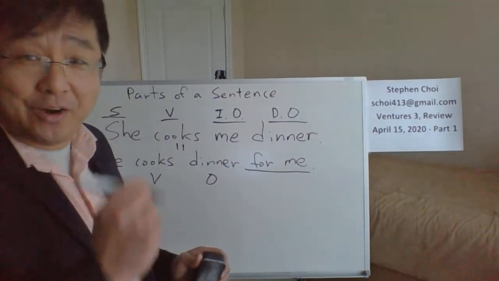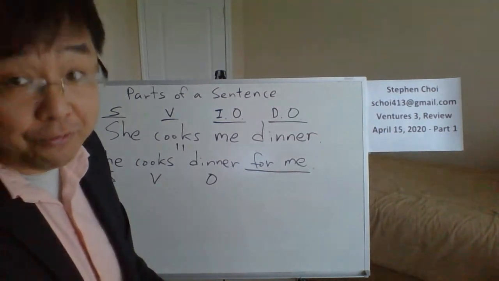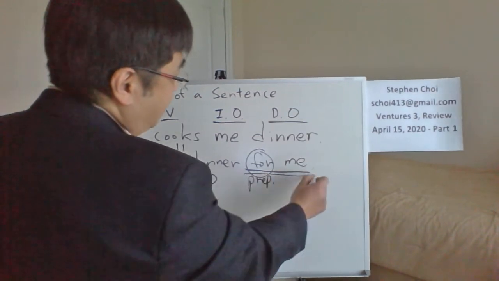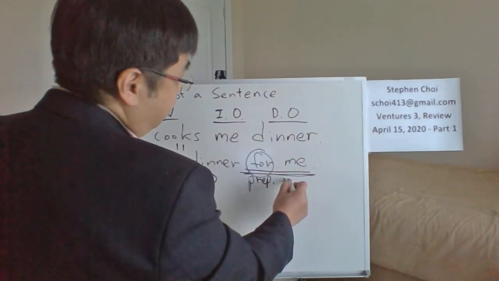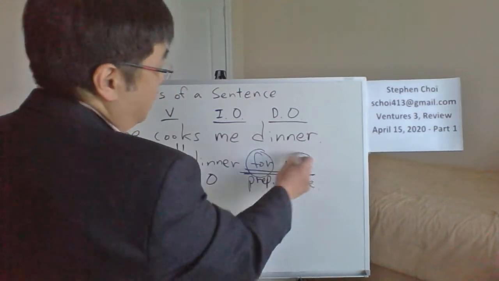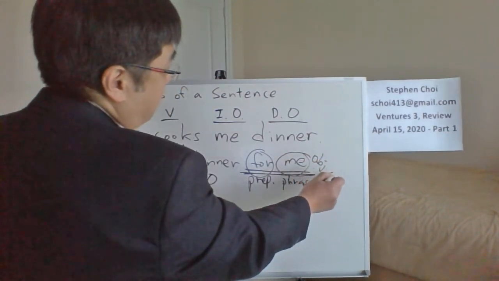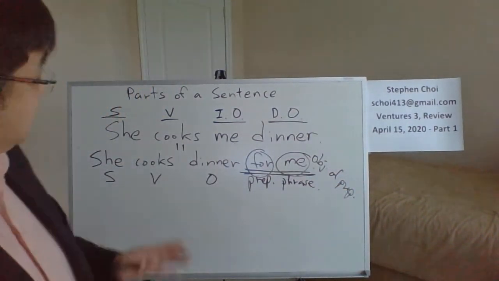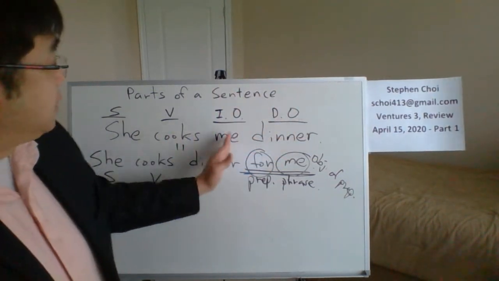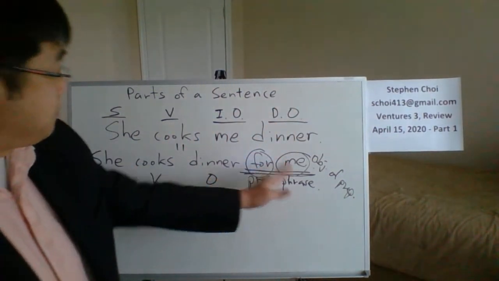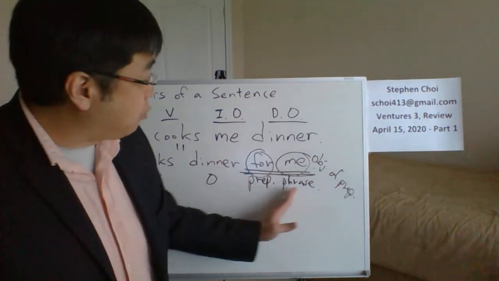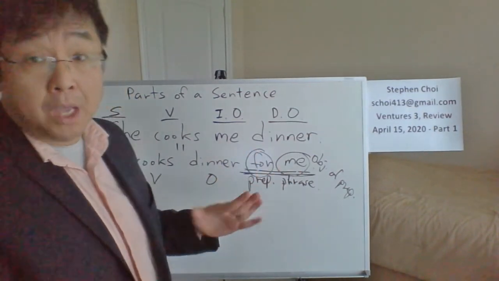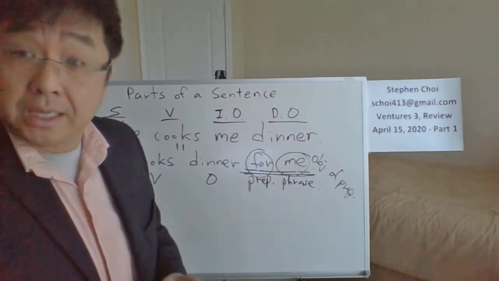All right. Some of you learned it already. That's another prepositional phrase, right? For is the preposition, and together the whole thing is the prepositional phrase. And me is the object of preposition. So that's it. She cooks me dinner: subject, verb, indirect object, direct object. She cooks dinner for me: subject, verb, object, and then prepositional phrase with preposition and the object of preposition. And these are the parts of a sentence.